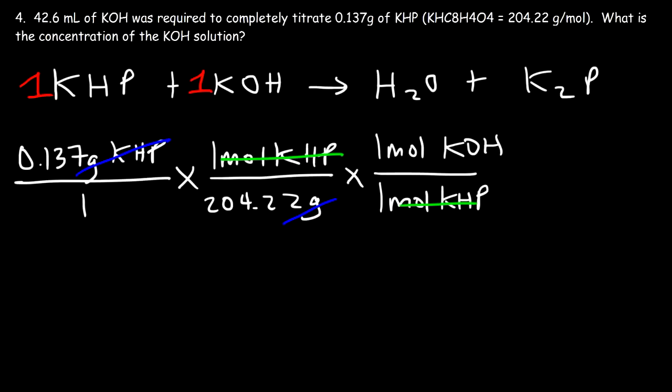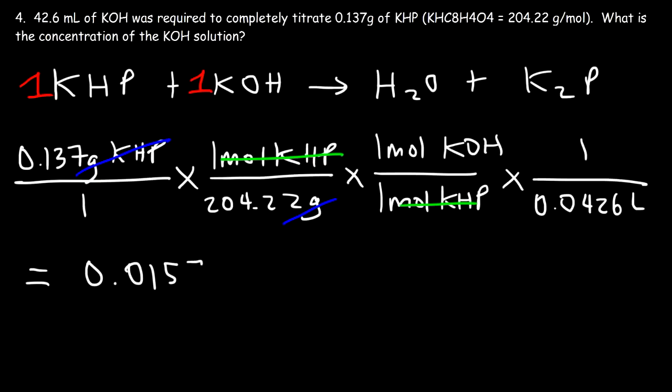Now the last thing that we need to do to find the concentration is divide the moles of KOH by the liters of the solution. And it's 42.6 milliliters, which is 0.0426 liters. So the answer is going to be 0.137 divided by 204.22, and then divide that by 0.0426. So it's 0.01575 moles per liter, or simply capital M. So that's the concentration of KOH in this problem. So this is the answer.